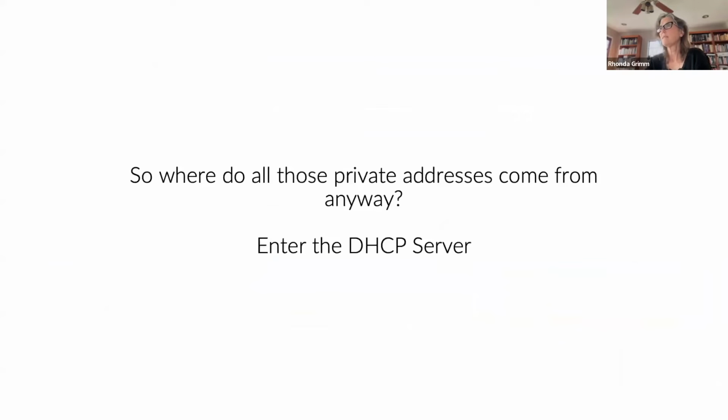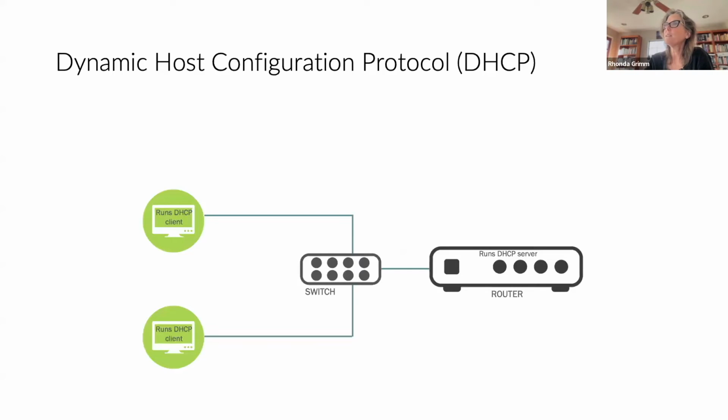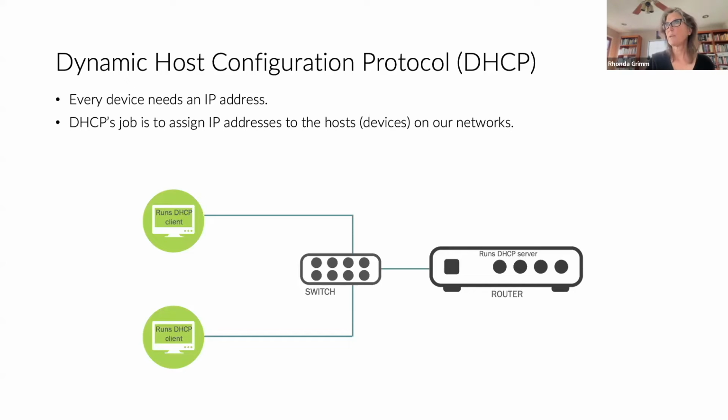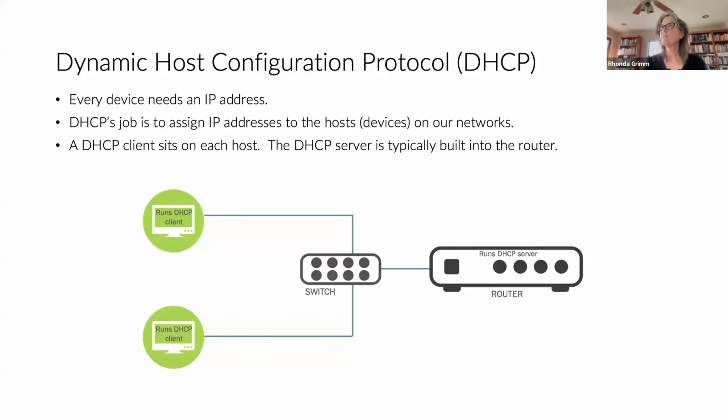So that's great. So where does the network get all the private IP addresses anyway? Now enter the DHCP server. So here's this great protocol. We know every device needs an IP address, and the DHCP's job is to assign an IP address to the host devices on the network. A DHCP client sits on every host. The DHCP server is typically built into the router. And it assigns addresses dynamically.